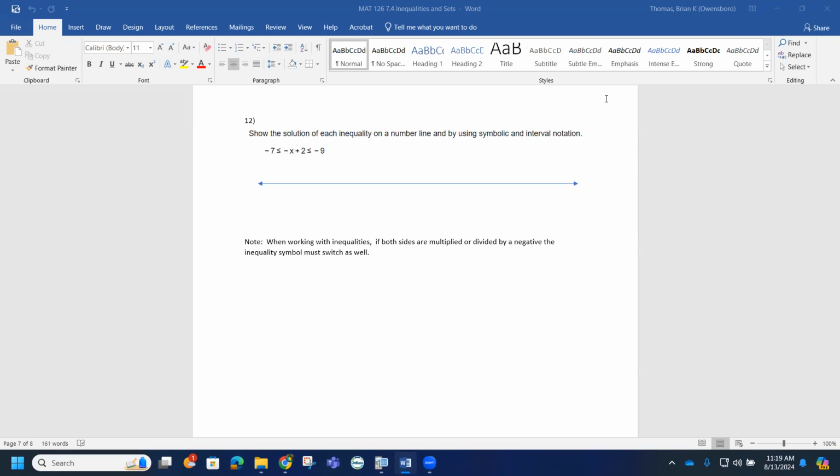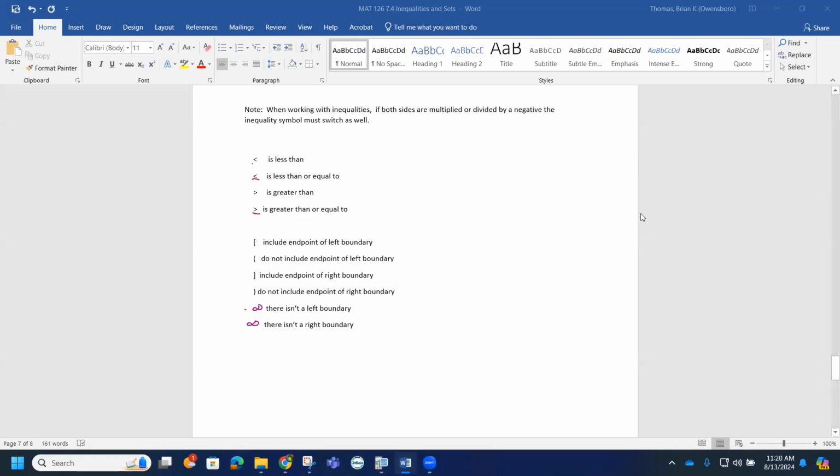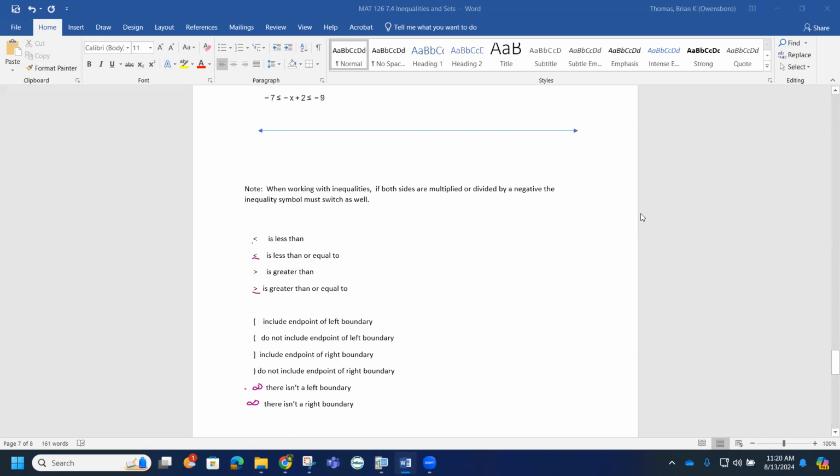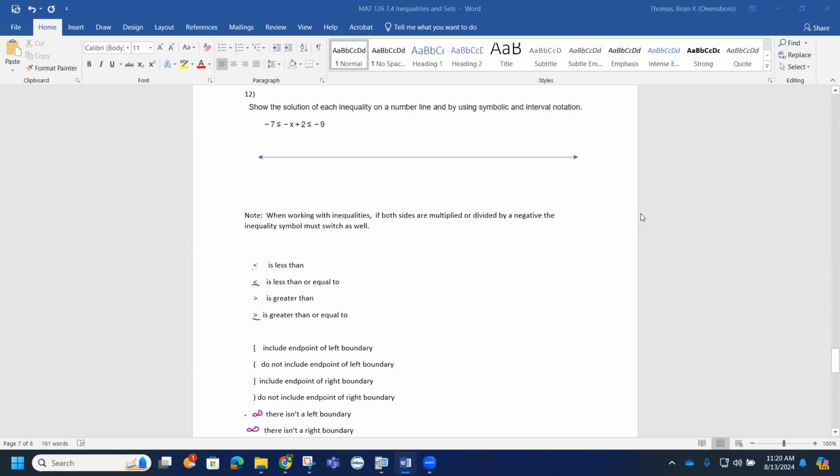So question 12, again, working with inequalities. Show the solution of each inequality on the number line and by using symbolic and interval notation. So this one's got a lot going on here. So let me pause for a second. Let's add a few extra notes here to this one. There's a lot going on in this question.